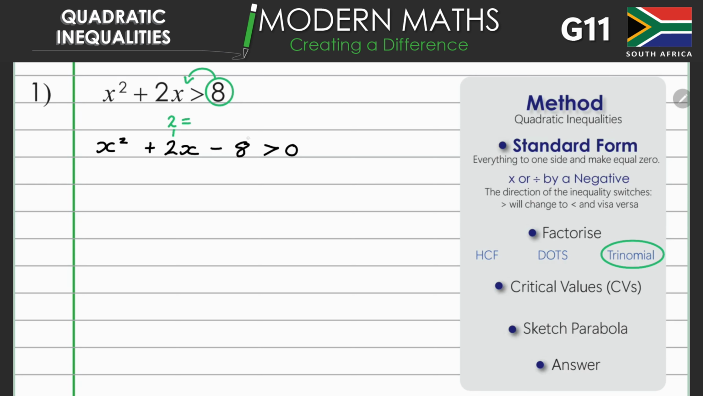I'm going to look at the factors of 8 that will add or subtract to give me that 2 in the middle. So if I think of factors of 8, 2 times 4 comes to mind. And can I add or subtract those? I'm thinking if I say plus 4 minus 2, that will give me that 2 in the middle. So we can form our brackets from there.